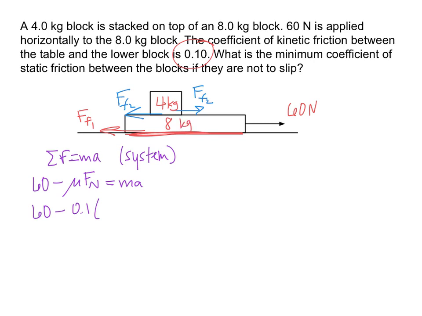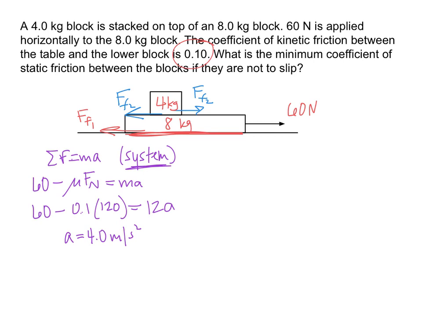So my normal force here is 120 newtons, and I'm looking at the whole system, so my mass in this equation is going to be 12. It's going to be the total. Do a little algebra, and we would find that our acceleration is 4 meters per second squared. That's definitely what's happening because the blocks don't slip.